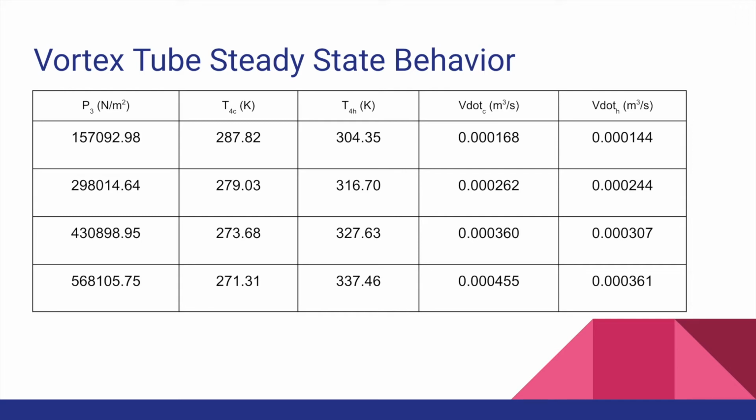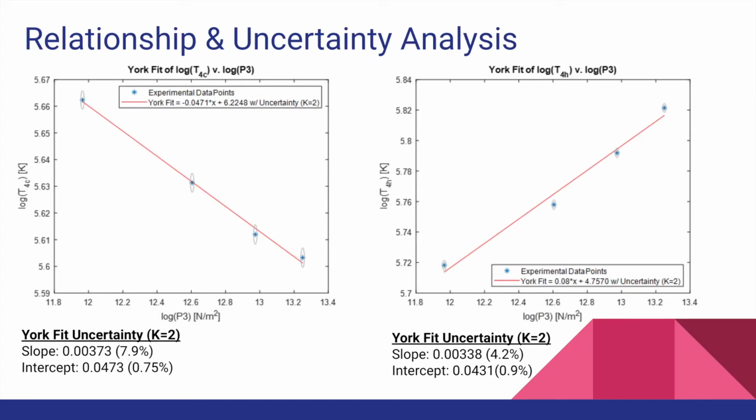As P3 increases, the T4C value decreases. T4H and V dot values show an increasing trend. These were the relationships we found between P3 and T4 hot and T4 cold. These relationships were found by plotting pressure and temperature on a logarithmic scale and finding the York regression of this data. The relationships seen make intuitive sense.